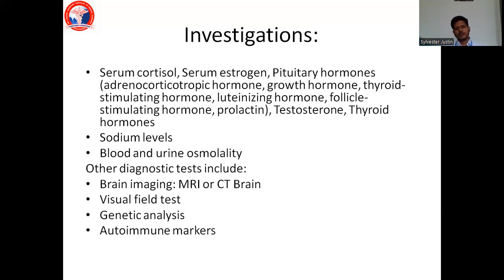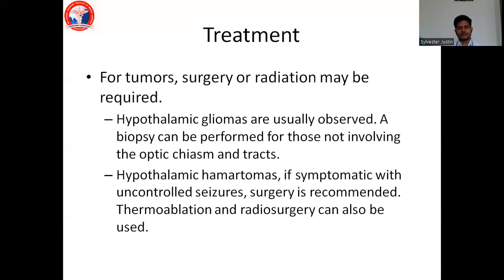Coming to investigations, obviously a hormonal profile will have to be done, sodium levels and blood and urine osmolarity for seeing the vasopressin involvement, and we can do brain imaging via MRI or CT. We can do a visual field test to know about compressive effect of the tumor on the optic chiasm. We can do genetic analysis, for example, in Kallmann syndrome and Prader-Willi syndrome. And we can check for autoimmune markers also to see any autoimmune destruction of the hypothalamus.